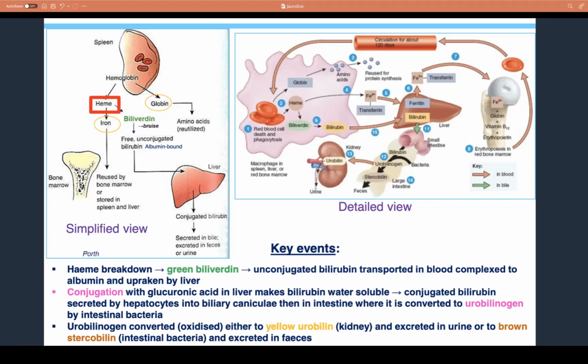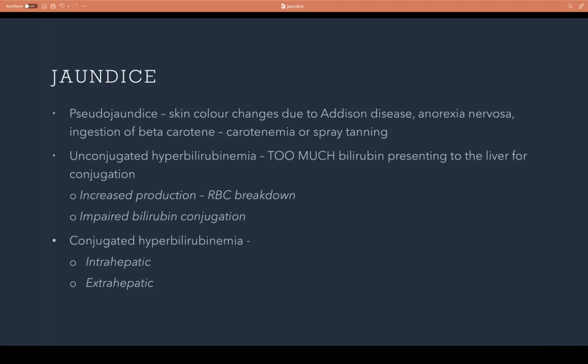So in terms of jaundice, there are three things we should think about. Well, first of all, is this really jaundice? Because skin changes similar to jaundice can occur in Addison's disease. It can occur in anorexia nervosa. It can even occur when there's ingestion of beta carotene. So we'll call this carotenemia.